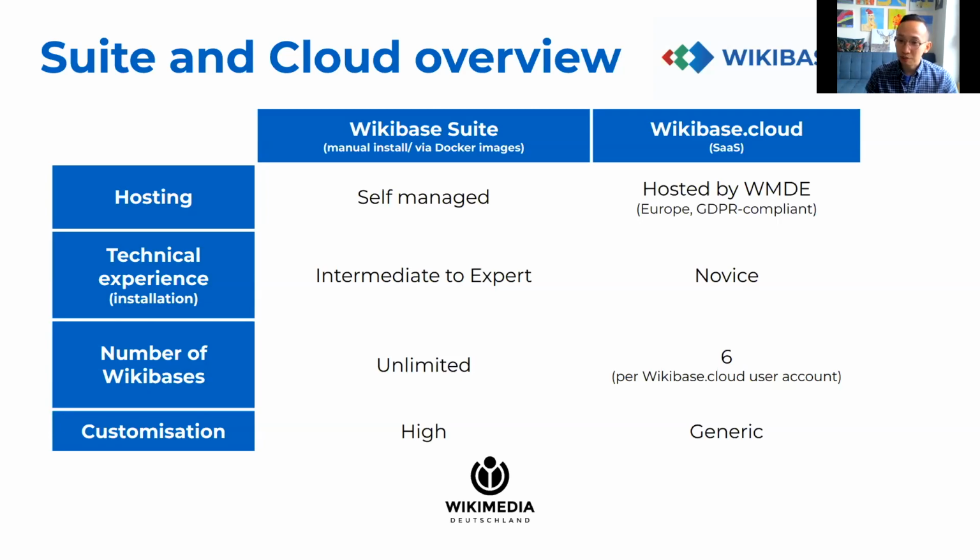If you want to set up your own Wikibase Cloud user account, we limit the number of Wikibase instances to 6 instances per Wikibase Cloud user account. And the customization is pretty generic. We have set it to be so at this point in time. If users of Wikibase Cloud want to have more features, we would then be able to expand the number of features for Wikibase Cloud in the near future.